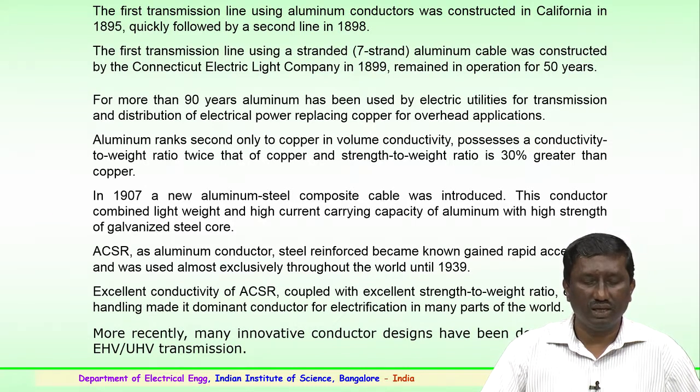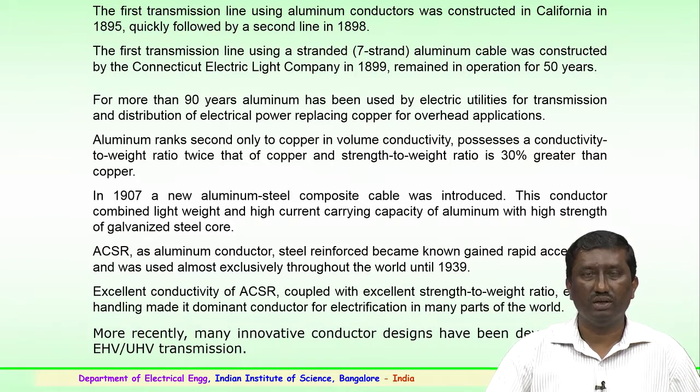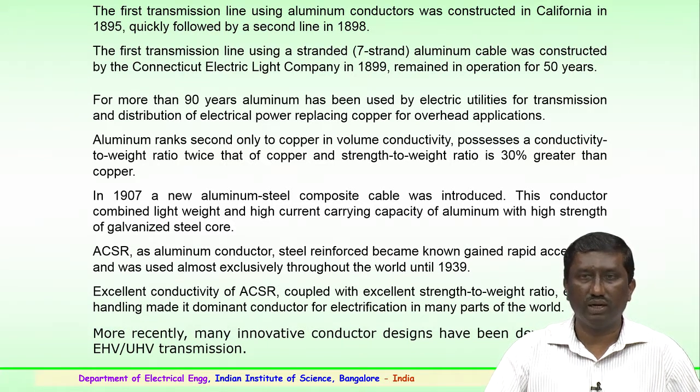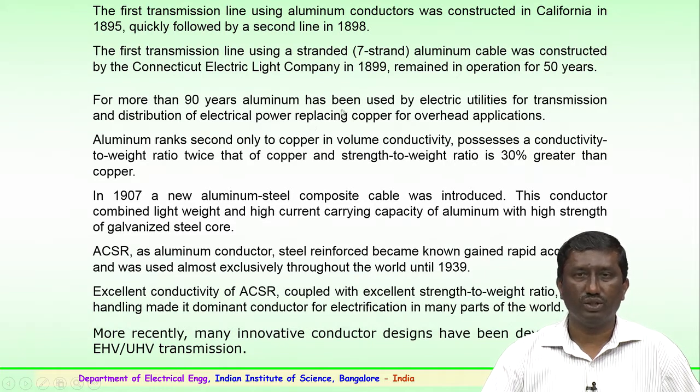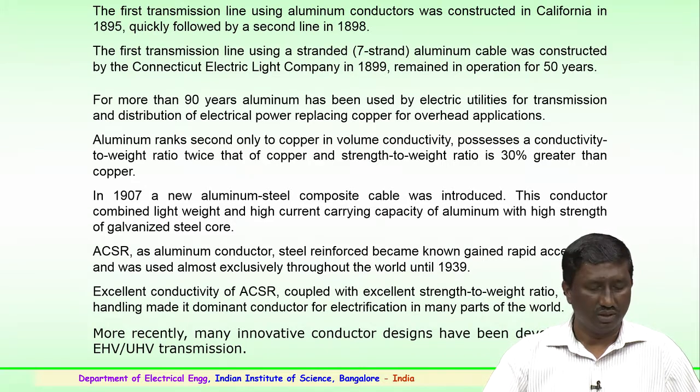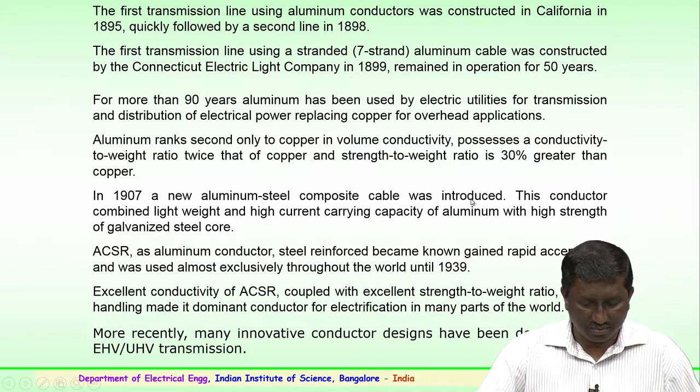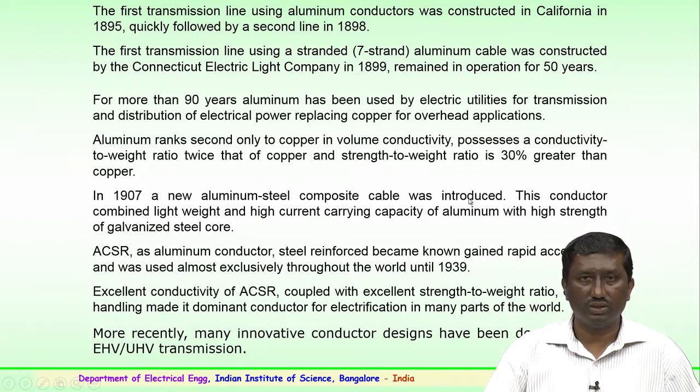For more than 90 years aluminum has been preferred and used by electrical utilities for both transmission and distribution of electric power, replacing copper for overhead applications. Aluminum ranks second only to copper in volume conductivity, and possesses a conductivity to weight ratio twice that of copper, and a strength to weight ratio 30% greater than copper. So, these are the strengths of aluminum in comparison to copper.